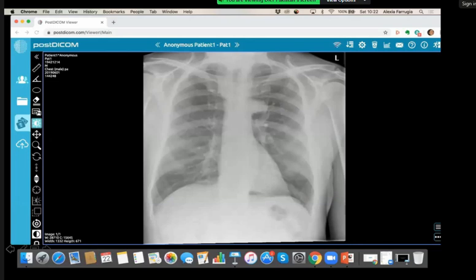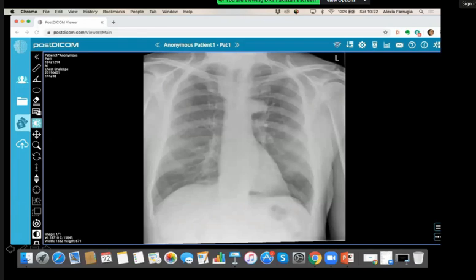In the left upper zone region, there's a well-defined mass abutting the mediastinum. I can't seem to differentiate it from the descending aortic arch. I can't see any bony involvement. There's no pleural effusions. I can't see any surgical clips in the lungs.